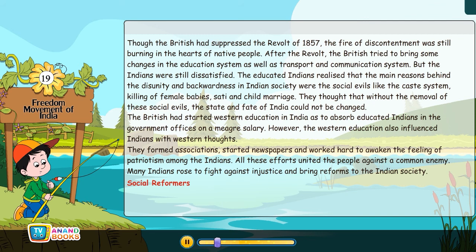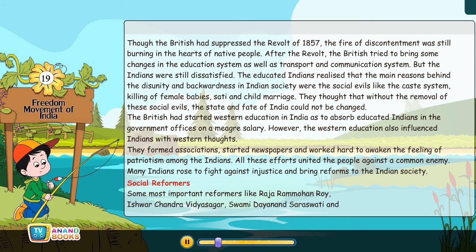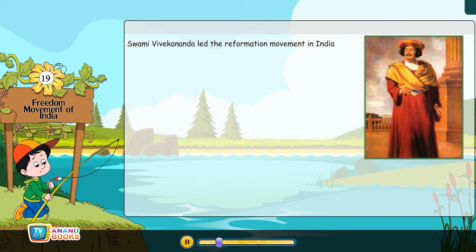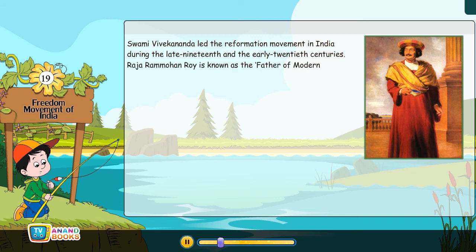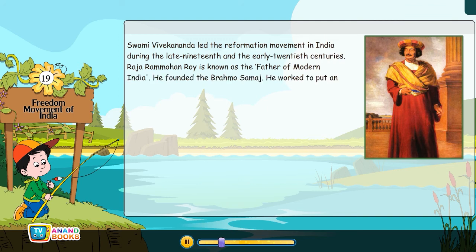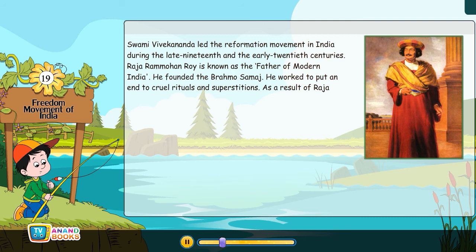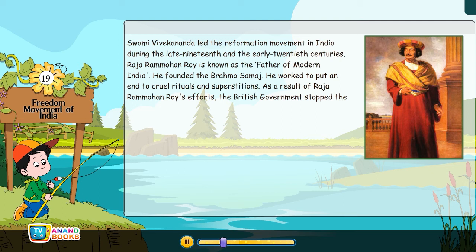Social reformers. Some important reformers like Raja Ram Mohan Roy, Ishwar Chandra Vidyasagar, Swami Dayanand Saraswati and Swami Vivekanand led the reform movement in India during the late 19th and early 20th centuries. Raja Ram Mohan Roy is known as the father of modern India. He founded the Brahmo Samaj. He worked to put an end to cruel rituals and superstitions. As a result of his efforts, the British government stopped the practice of sati.